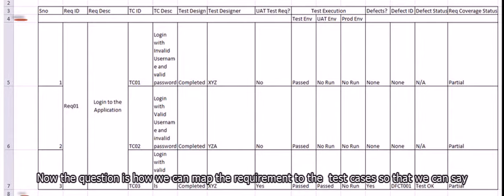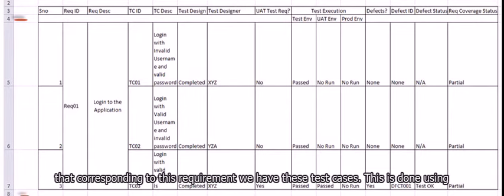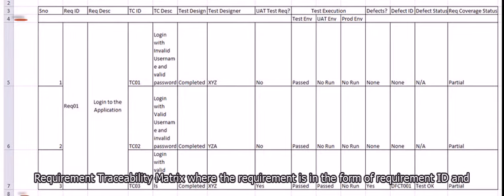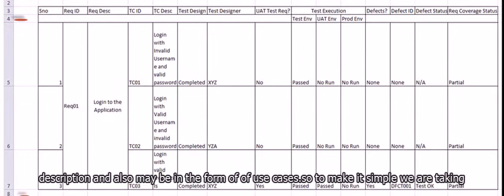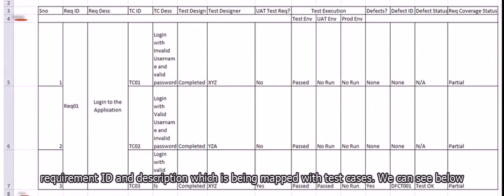Now, the question is how we can map the requirement to test cases so that we can say that corresponding to a requirement we have these test cases. This is done using a requirement traceability matrix where the requirement is in the form of requirement ID and description and also in the form of use cases. So to make it simple, we are taking requirement ID and description which is being mapped with test cases.